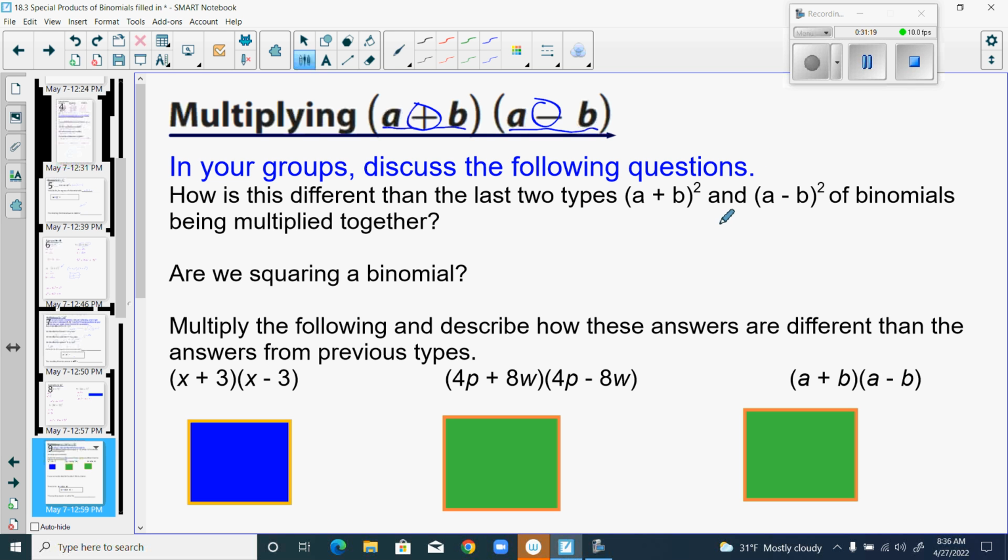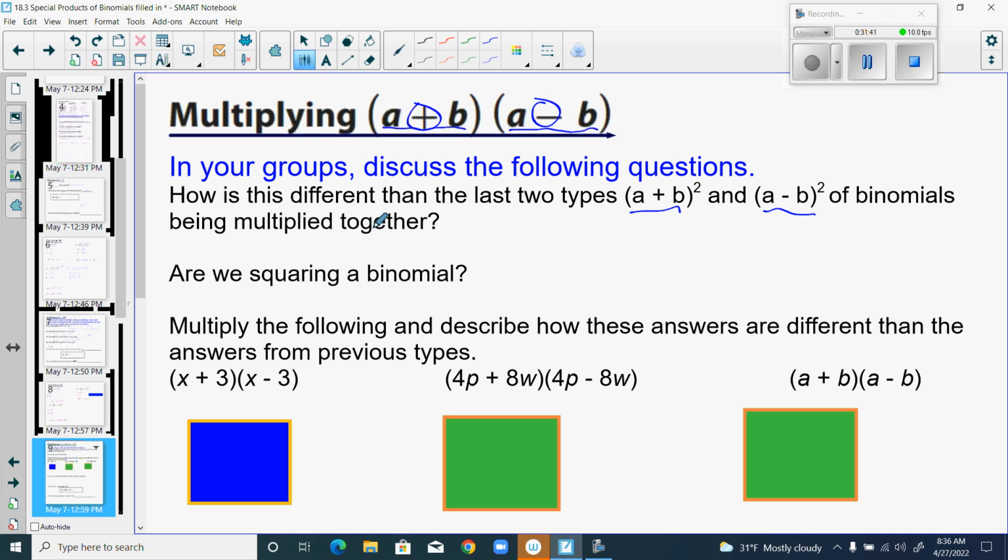All right, that was about 30 seconds. So how is this different than the last two types? Well, the last one was a plus b squared, and the other one was a minus b squared. And they're different because they're not identical binomials multiplied together. They're almost the same, but one's addition and one's subtraction. Okay? So they're not identical binomials.